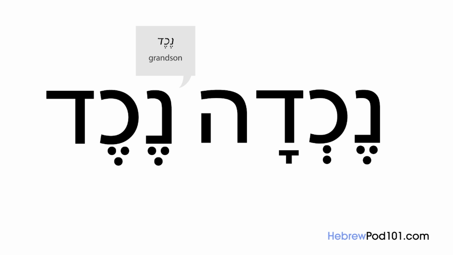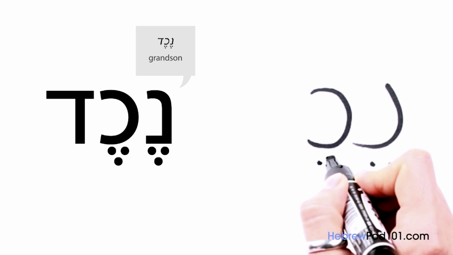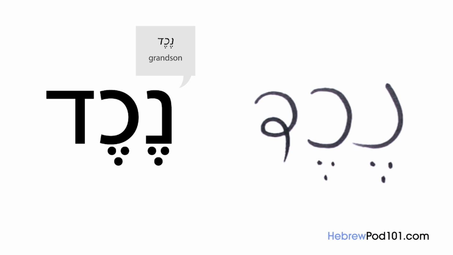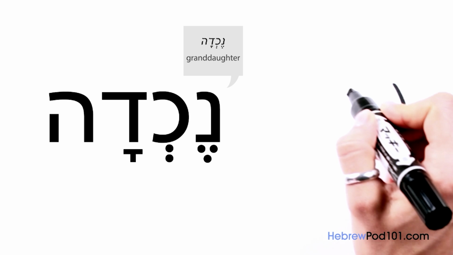And don't confuse nun with vav. Their difference is only in the length of the stroke. So nekhed is a grandson, and nechda is a granddaughter. Nekhed. Ne, che, d. Nechda. Ne, ch, da.